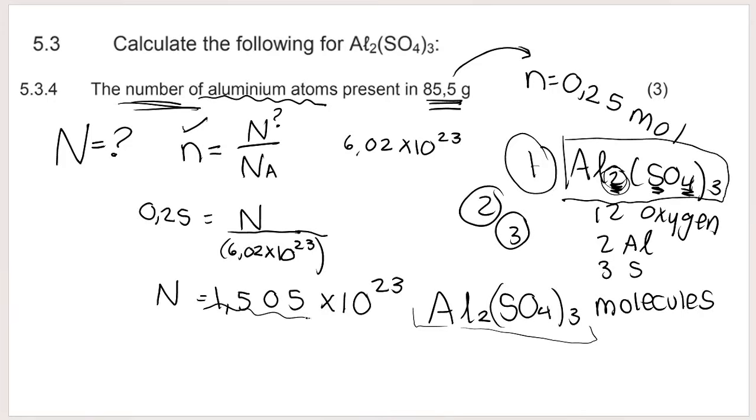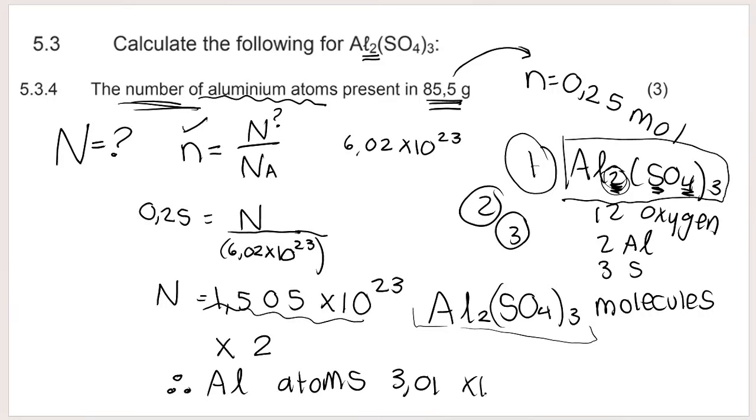I hope you see what I'm saying. You take your number of molecules and you multiply that by the number of aluminium atoms present in one of these. So I'm going to multiply that number by 2, and therefore my number of aluminium atoms will be 3,01 times 10 to the 23 aluminium atoms. So to get atoms, you always take your number of molecules, your big N, and you multiply it by however many atoms there are in the compound that they give you.